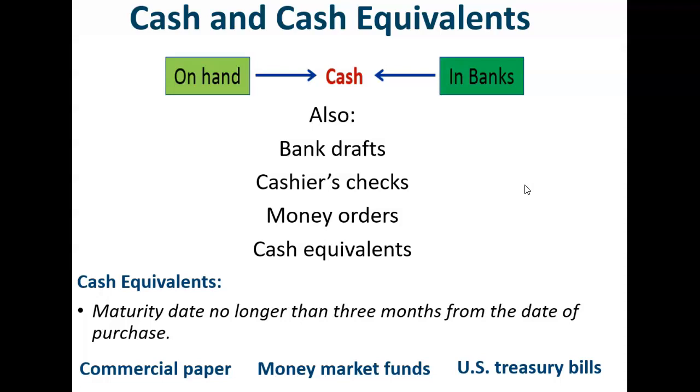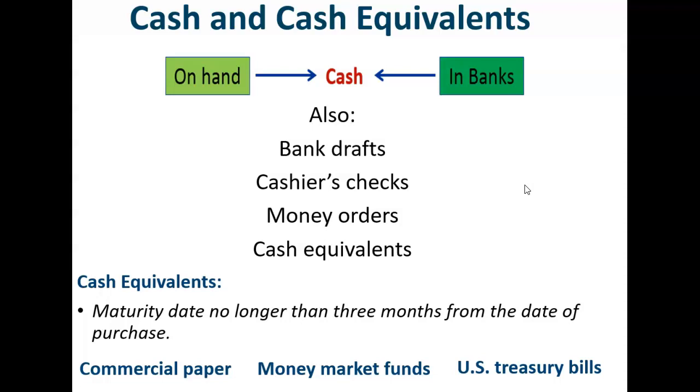Cash equivalents are defined as short-term investments that have a maturity date no longer than 3 months from the date of purchase of that short-term investment. Examples include certain negotiable items such as commercial paper, money market funds, and U.S. Treasury bills. These items are listed as cash equivalents because they are highly liquid investments that can be quickly converted into cash with little risk of loss.